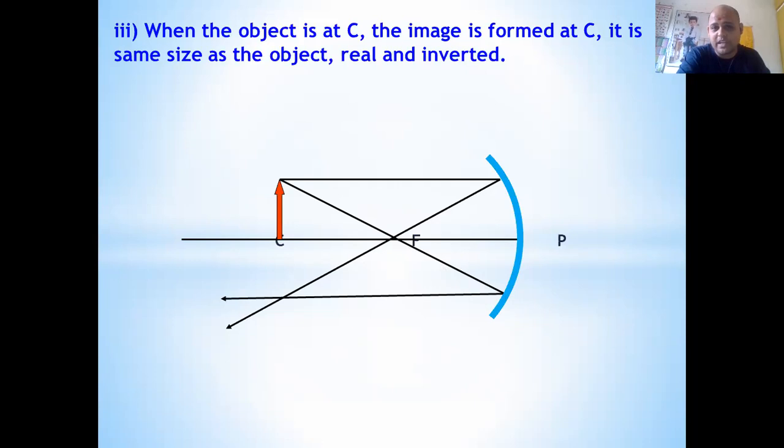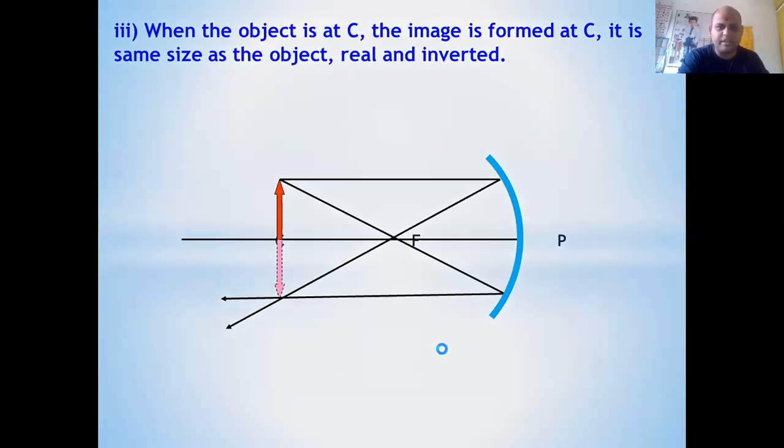Are you clear on this one now? Yes. So this is the place, right at C, right below the object, and it will be inverted. This is the image formation. The image formation is denoted by dotted lines. It will be the same size as the object, real and inverted. Got it?